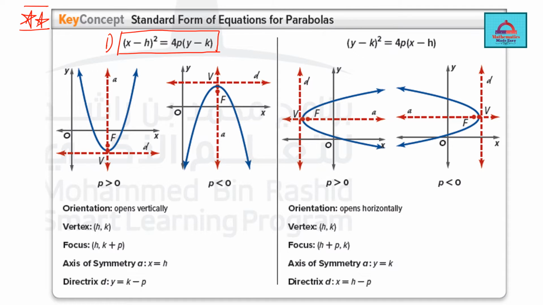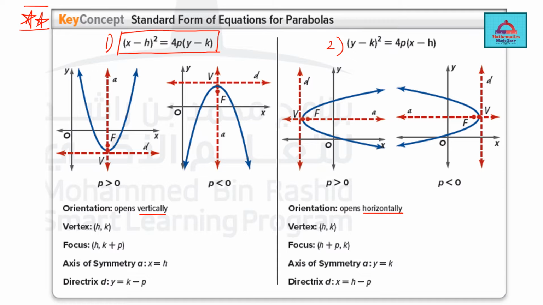So (x minus h) whole square is equal to 4 times p times (y minus k). Remember, with the x, the vertex h comes. And opposite to this is the second equation, (y minus k) whole square is equal to 4p times (x minus h). This one is horizontal, this one is vertical, and you can very well see it from the graph.